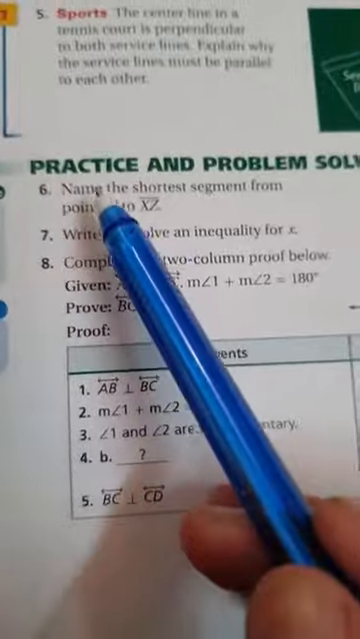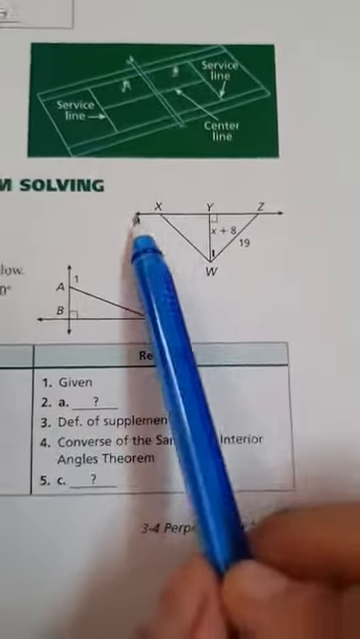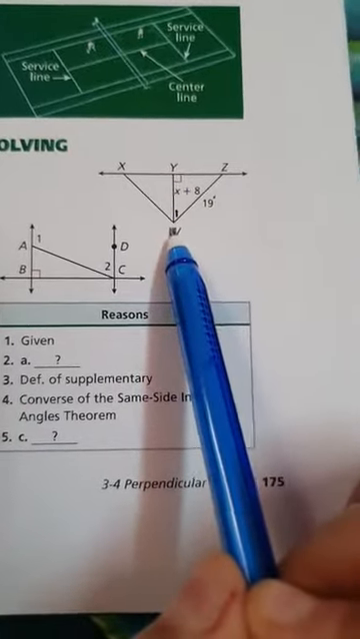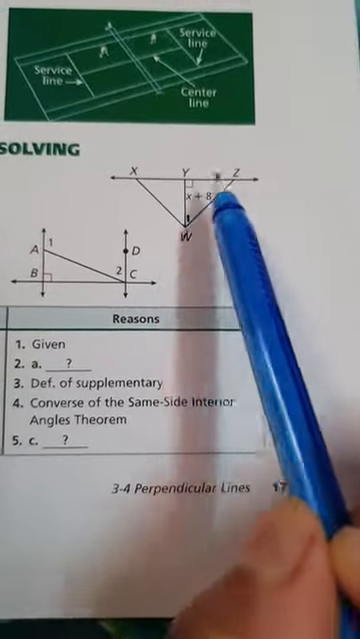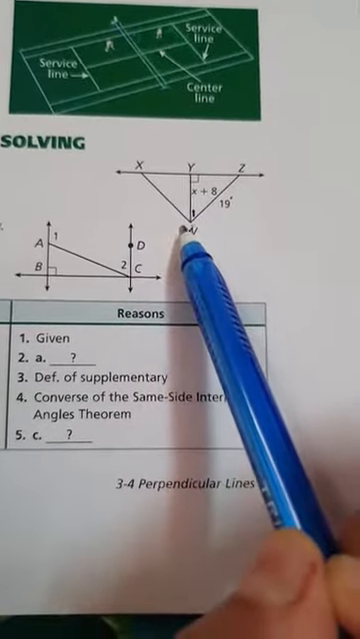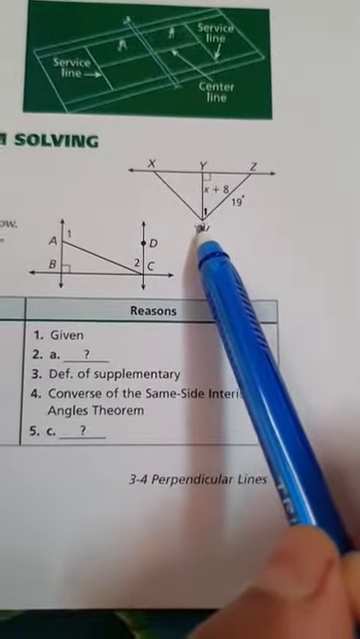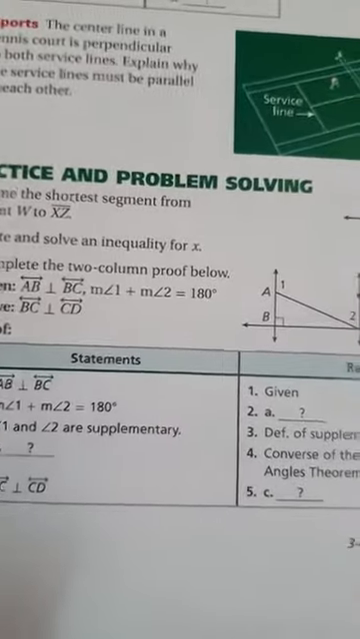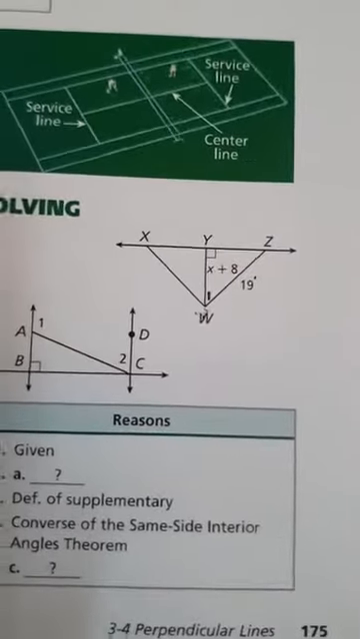Okay, so question 4 we will not do it today, we will do it in the next period. So let's go on to question number 6 and 7. This is the picture given for 6 and 7. Okay, so the line here is XZ, and from W there are 3 lines. One is this, one is this, and one is this one. So there are 3 lines going from point W. So question number 6, you have to name the shortest segment and write and solve an inequality for x. So 1 minute, start doing it.